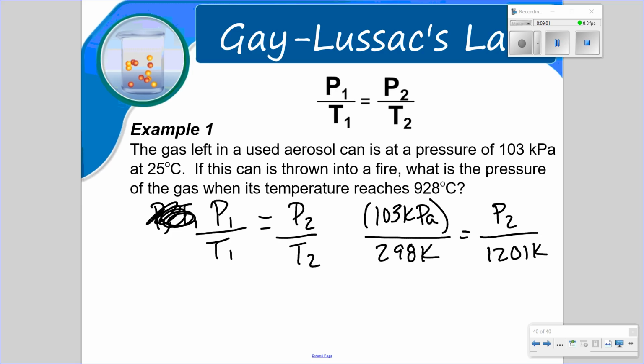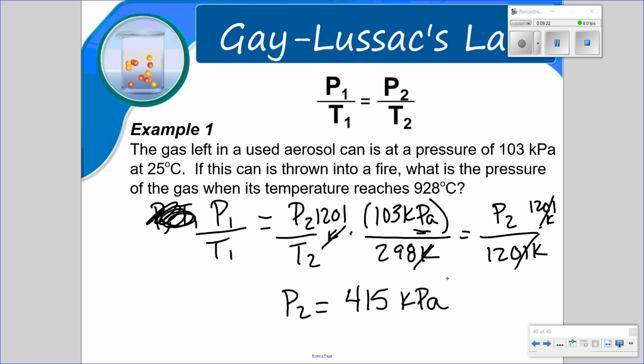I'm going to rearrange the same way I did last time, multiplying both sides by 1201 Kelvin. Note that it crosses off your Kelvin and all you're left with is kilopascals, which is an appropriate unit for pressure. And when I solve, I get three significant figures, 415 kilopascals. The important thing to remember with some of these problems is your units. Make sure that your units cross off and that you're left with the appropriate unit for what you're looking for.